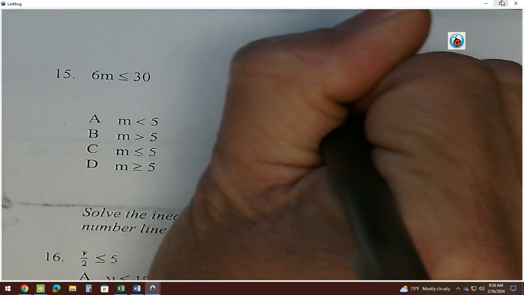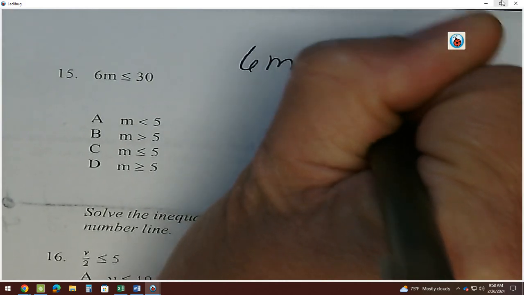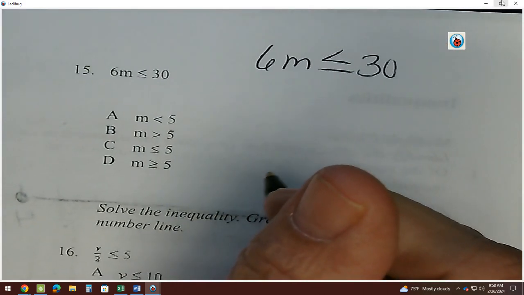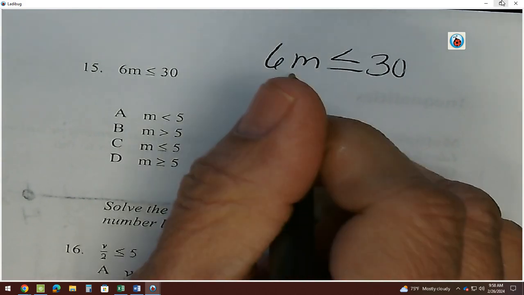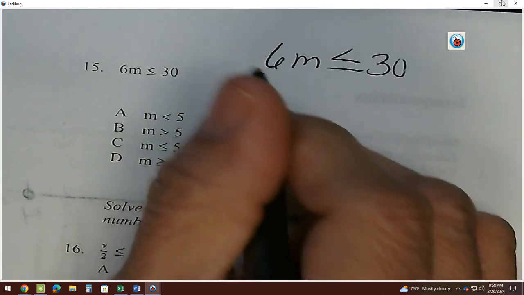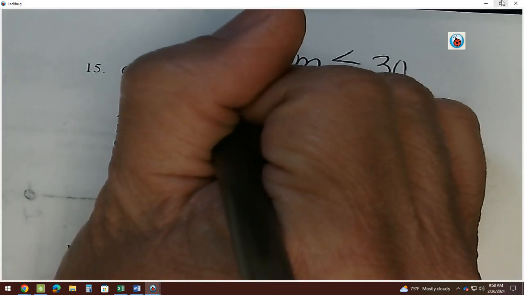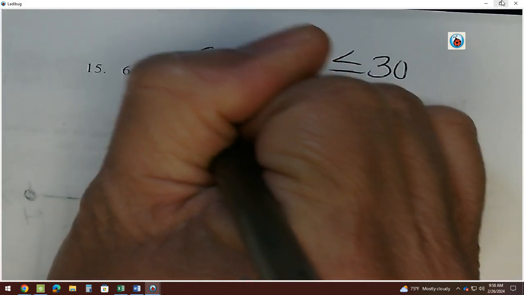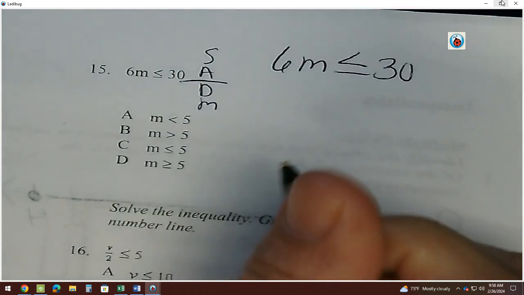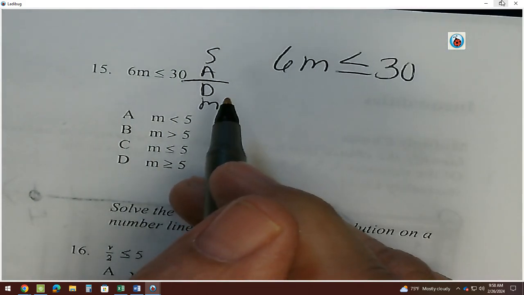Number 15, we have 6M, that's multiply, is less than or equal to 30. Who are you trying to find here? M. We're not trying to find 6, it's already there. We're trying to find the value of M. How to find the value of M? Can you divide?